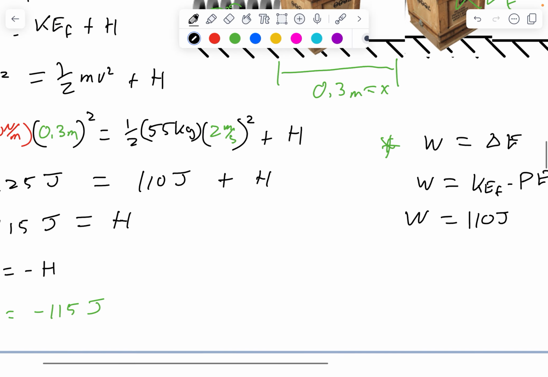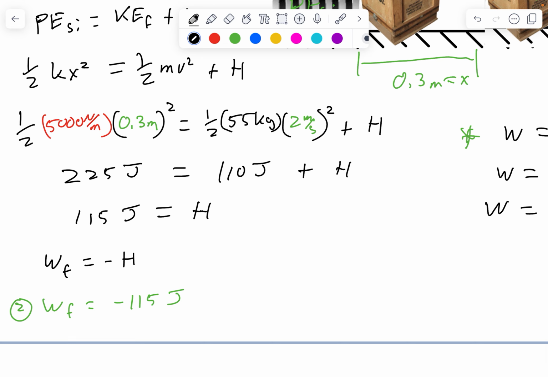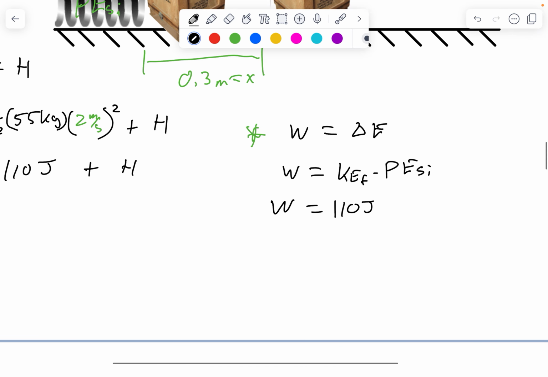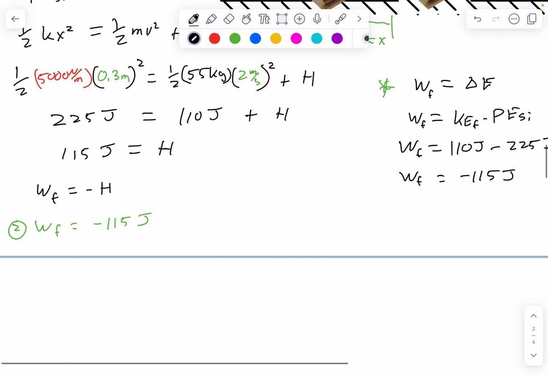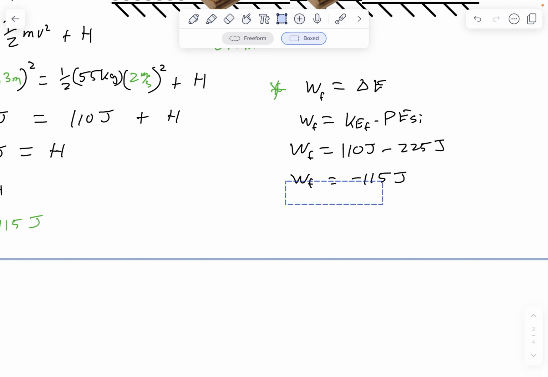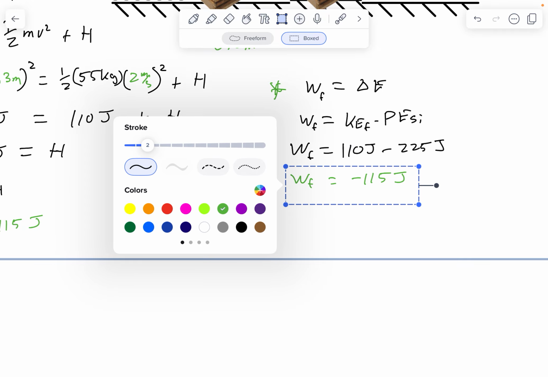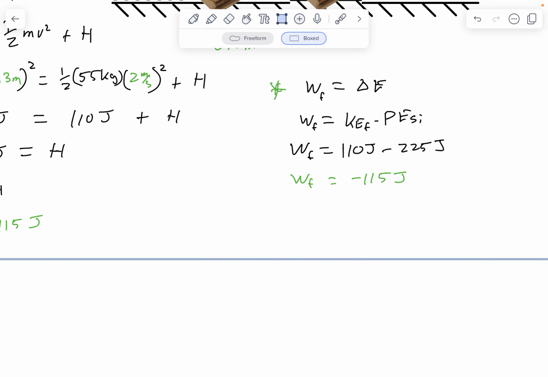The spring energy was our initial energy, the 225 that we found over here, so minus 225. Then the work done by friction, lo and behold, is negative 115 joules, which just means that the friction took 115 joules of energy out of the system, out of the crate and the spring. So there we go, we've got agreement. Do you agree? I agree. Great. Let's agree to agree. On we go.